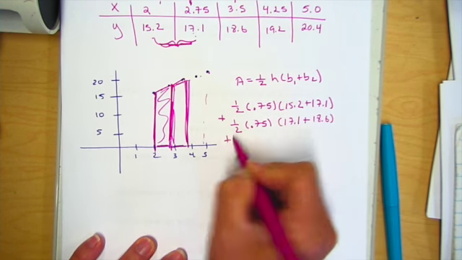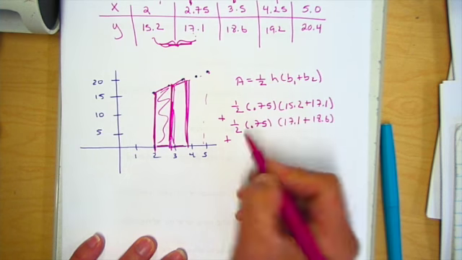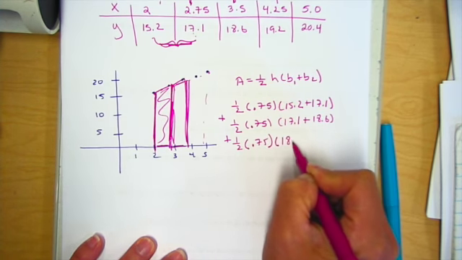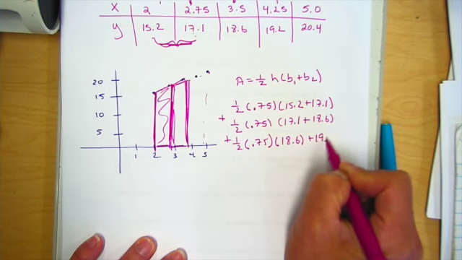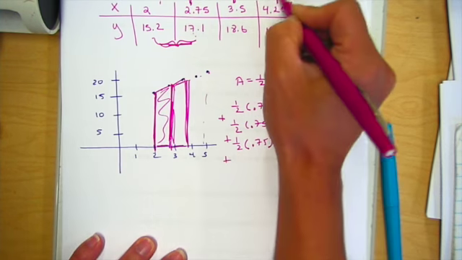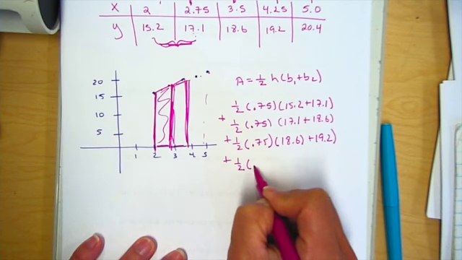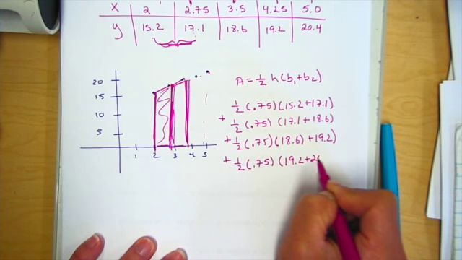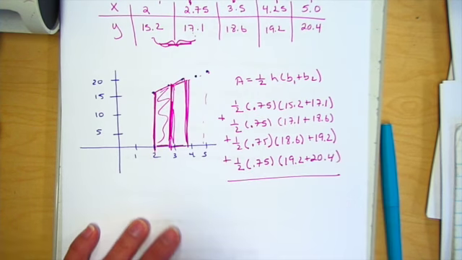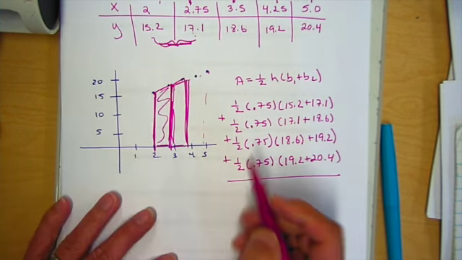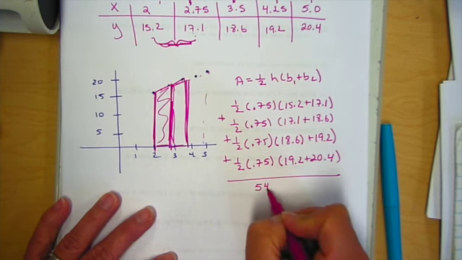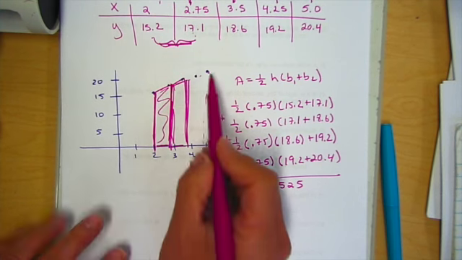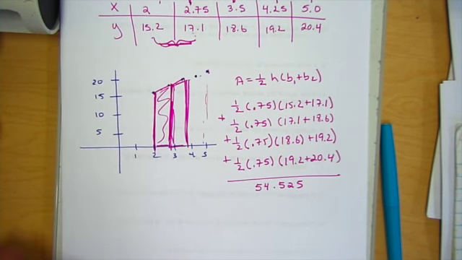And I'm going to continue on. So the next one also is 0.75. I'm going to use 18.6 plus 19.2. And then I've got one more trapezoid here, 1/2. Width is again 0.75. And 19.2 plus 20.4. And use your calculator, punch out these numbers. If you add them all together, your total sum is this. So this is a trapezoidal approximation for this area underneath that particular function.